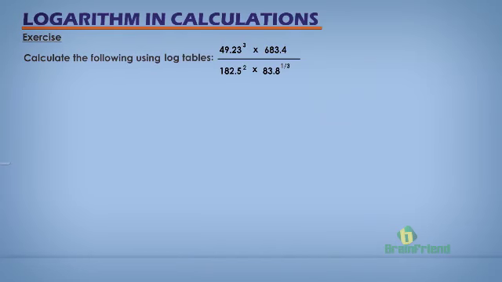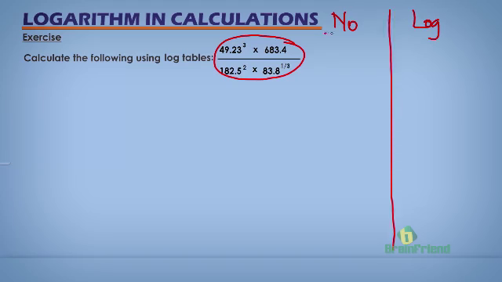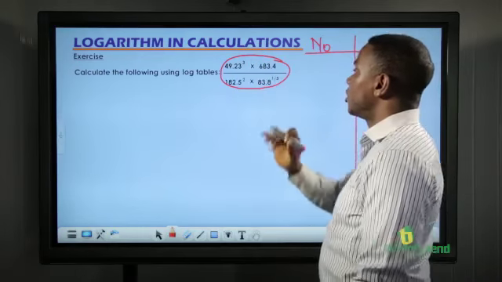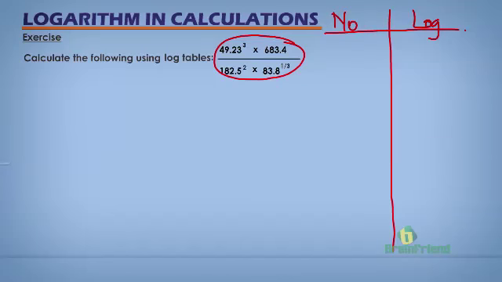Now, let's take a look at our final problem for our class here. So we were asked to find 49.23 cubed times 683.4 all over 182.5 squared times 83.8 raised to the power 1 over 3. Again, we'll simply lay out our table and take each individual number one after the other.